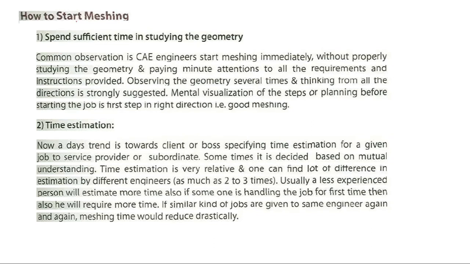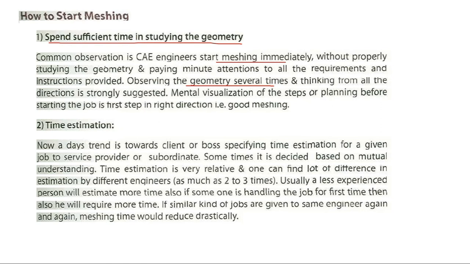How to start meshing? Spend sufficient time studying the geometry. A common observation is that CAE engineers start meshing immediately without properly studying the geometry and paying minute attention to all the requirements and instructions provided. Observing the geometry several times and thinking from all directions is strongly suggested. Once we are given some work, we have to see whether we can use a 1D element or a 2D element. If we are going with beam members, then only a 1D element is more than enough. Like that we need to study the geometry. Then only can we start applying the meshing.